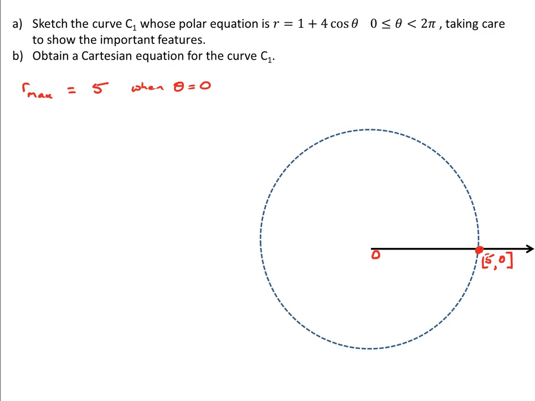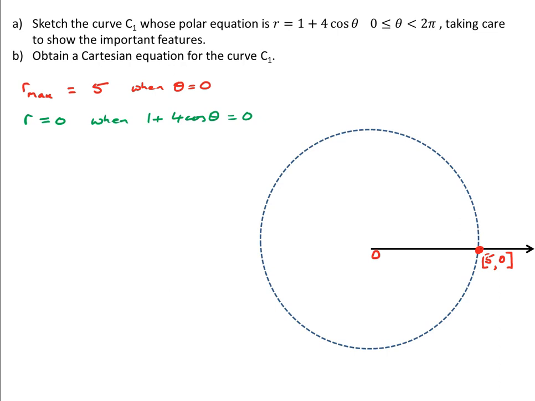Now the minimum value of r, well, we know cos theta lies between 1 and -1, so the minimum value of r is -3. But we can't have a minimum value of r of -3 because r has to be at least 0. So that certainly tells us there are going to be some values of theta for which there are no values of r.